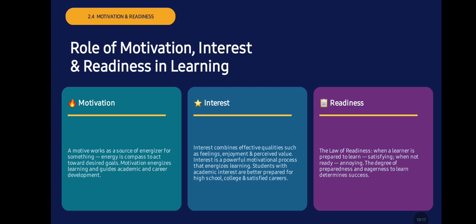Next is motivation and readiness. The role of motivation, interest, and readiness in learning. Motivation: a motive works as a source of energizer for something. Energy is directed to act toward desired goals. Motivation energizes learning and guides academic and career development. Next is interest. Interest combines affective qualities such as feelings, enjoyment, and perceived value. Interest is a powerful motivational process that energizes learning. Students with academic interest are better prepared for high school, college, and satisfied careers.